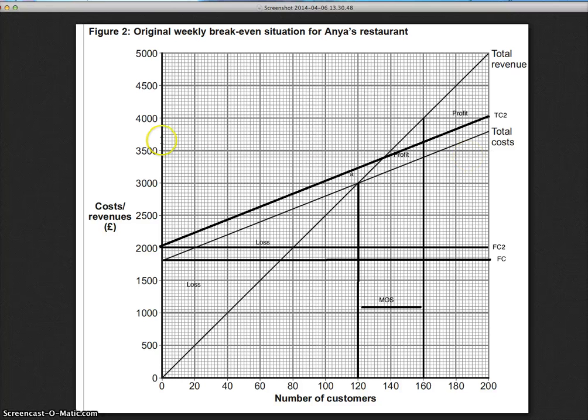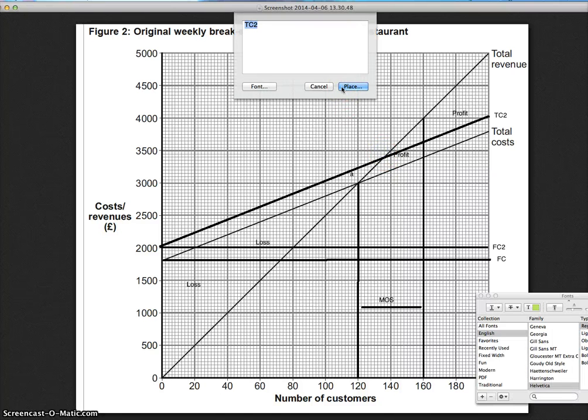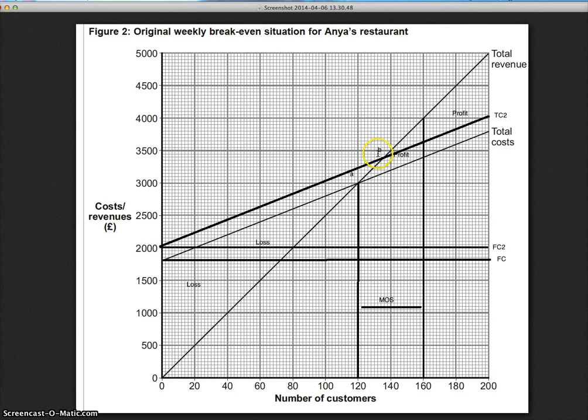Okay, the new break-even point we also need to put in, and the new break-even point is where the new total cost line crosses the total revenue line. So that will be this point here, and we said we're going to label that as B. So let's just put a B in there. And as you can see, you now have to produce quite a lot more to break even than you did before. So let's do a line going down here.